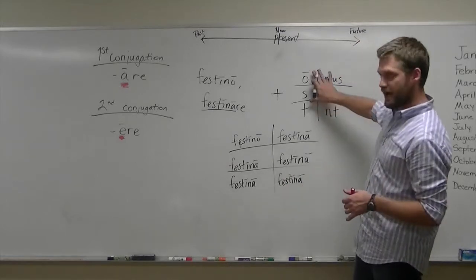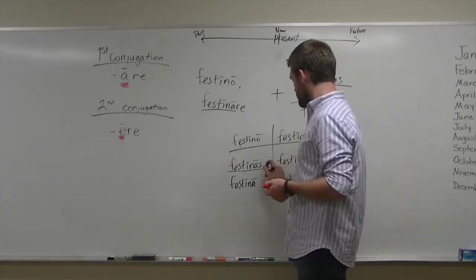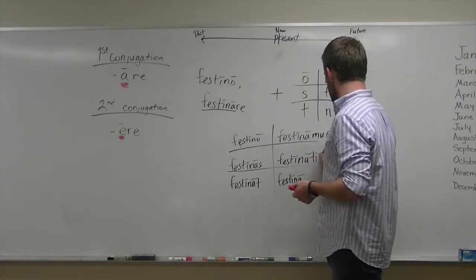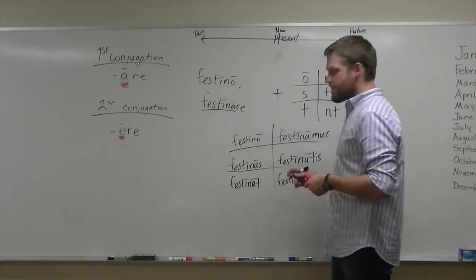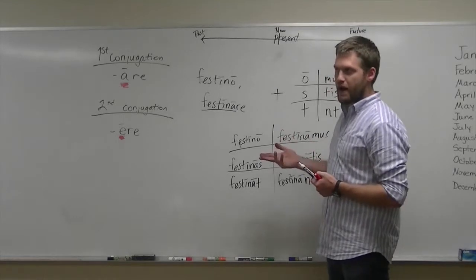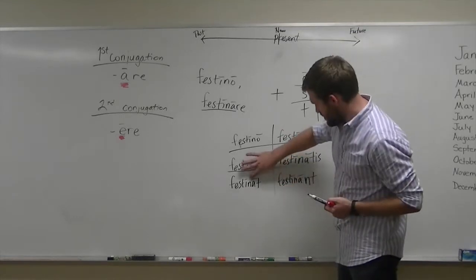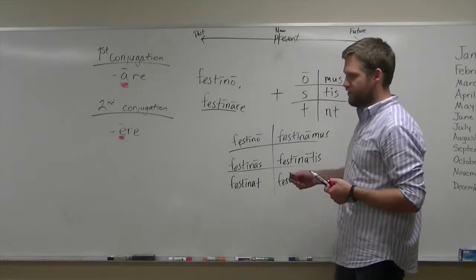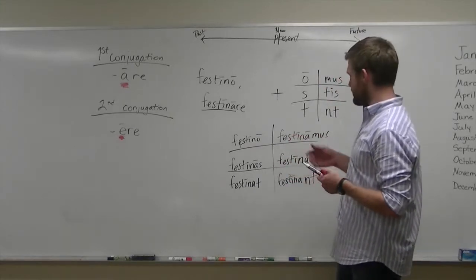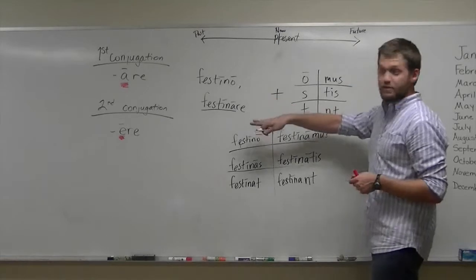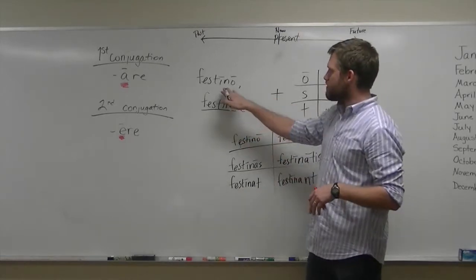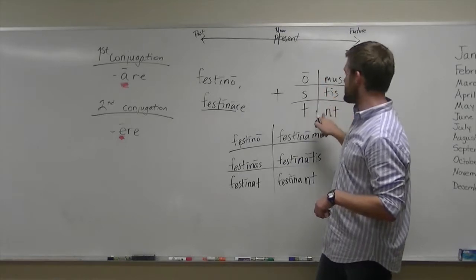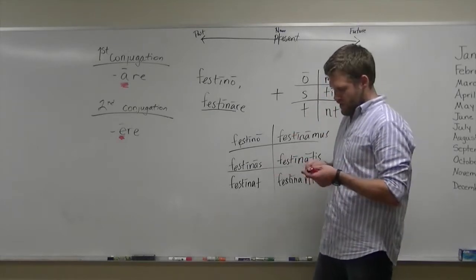Okay, and now I have my endings, so I've got O, S, T, mus, tis, nt. And then the last step is to kill those two macrons on the third person forms. So festinat and festinant, rather than festinat or festinant or something. Okay. Same thing for the second, sedeo, sedere becomes sedeo, sedes, sedet, sedemus, sedetis, sedent. Okay.